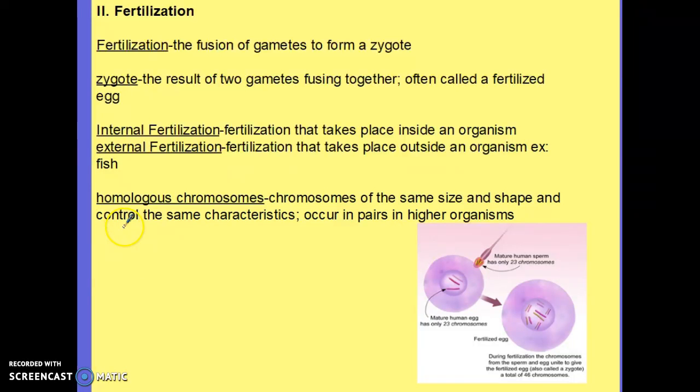And then homologous chromosomes. These are just vocab words that you need to know. The word homologous: homo means same or of the same type. So homologous chromosomes are chromosomes of the same type. We humans have 46 chromosomes, and we have pairs of chromosomes. We have 2 of chromosome number 1, 2 of chromosome number 2, and so on. Half of them we got from our mom, half of them we got from our dad.